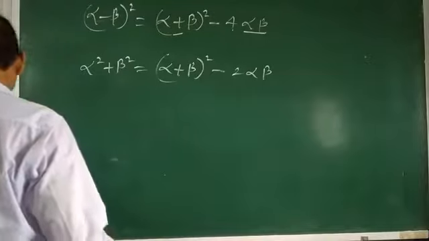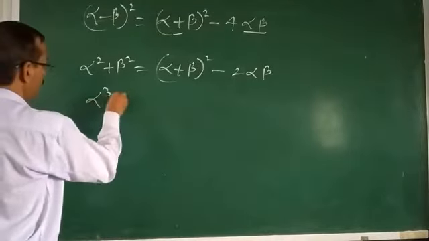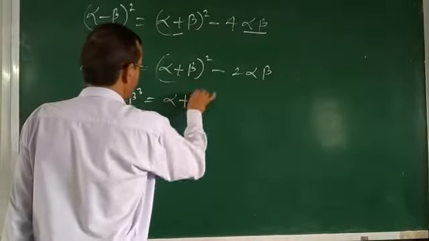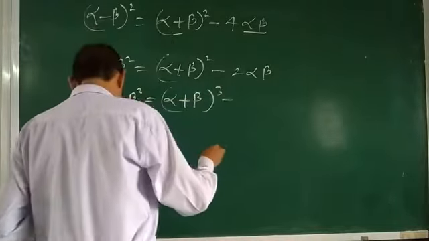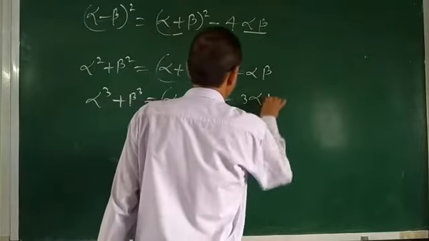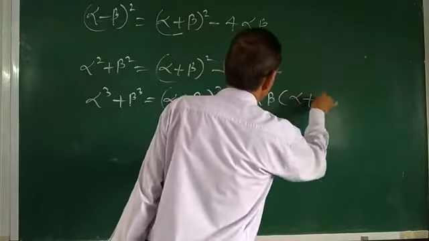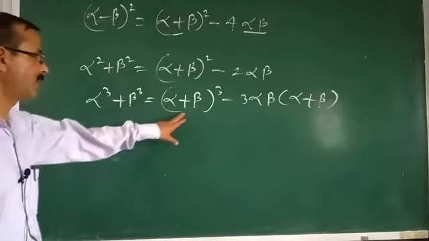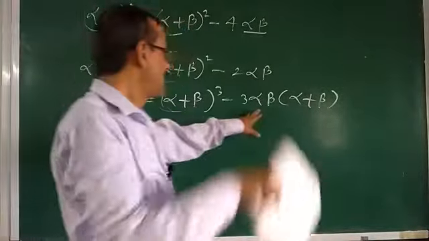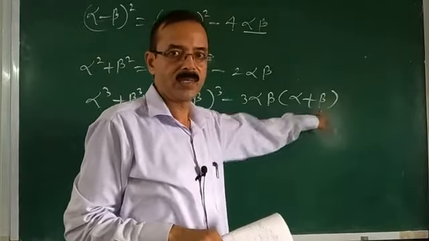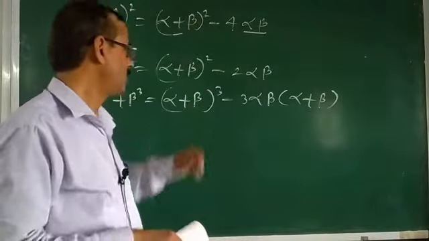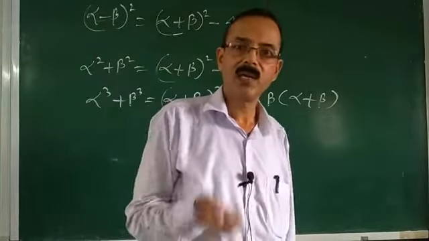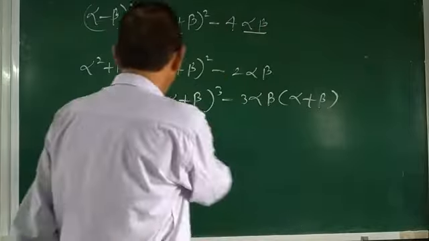Now alpha cube plus beta cube can be written as alpha plus beta whole cube minus 3 alpha beta times alpha plus beta. You can check, this will become that, because alpha plus beta whole cube is alpha cube plus beta cube plus 3 alpha beta in bracket alpha plus beta. Transposing, alpha cube plus beta cube comes. Okay?